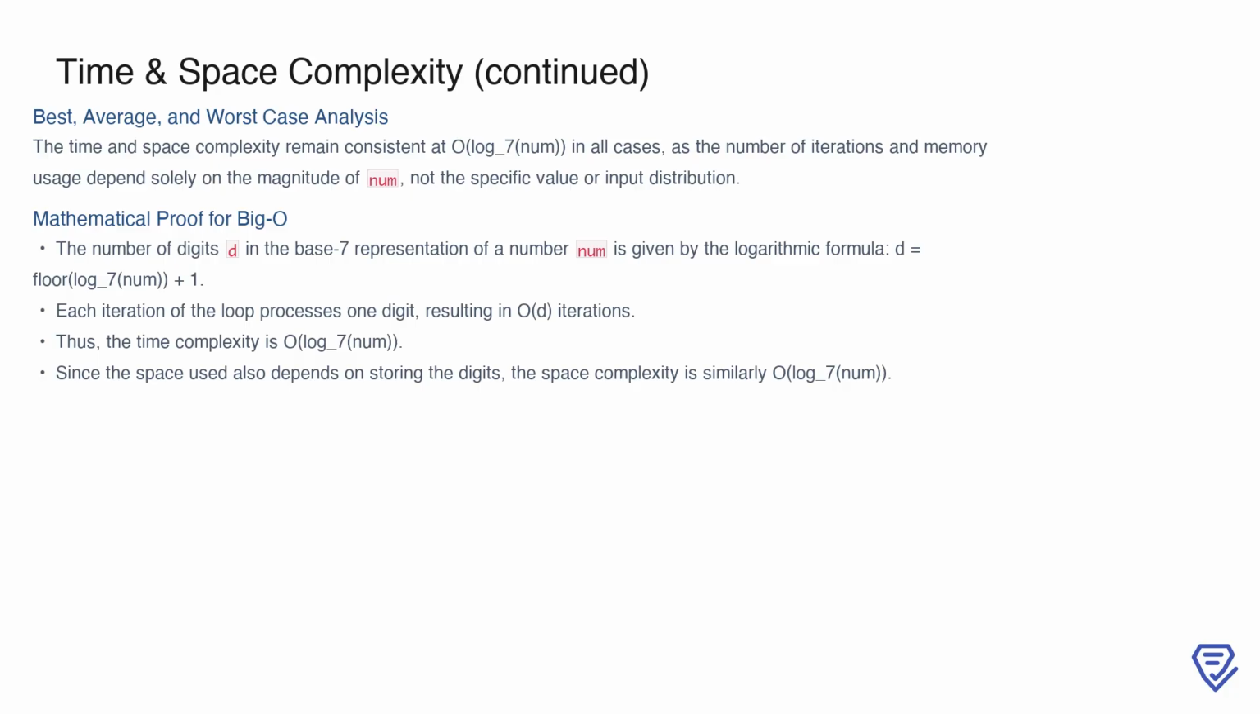To understand this mathematically, note that the number of digits d in the base 7 representation of a number is determined by the logarithmic formula, d equals floor, log_7 number, plus 1. Each iteration of the loop processes one digit, resulting in d iterations, where d is proportional to log_7 number. As a result, the time complexity is log_7 number. Because the space used is primarily for storing these digits, the space complexity is similarly log_7 number. This consistent performance in all cases highlights the efficiency of the algorithm.